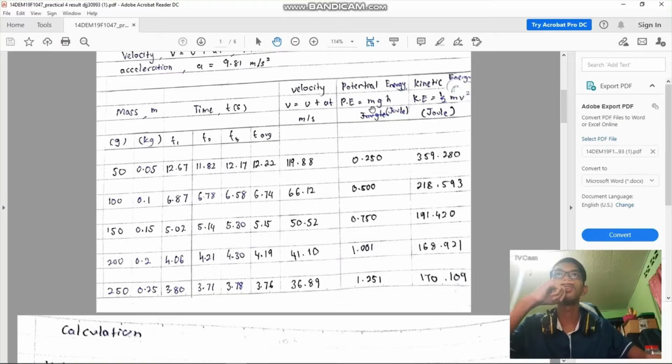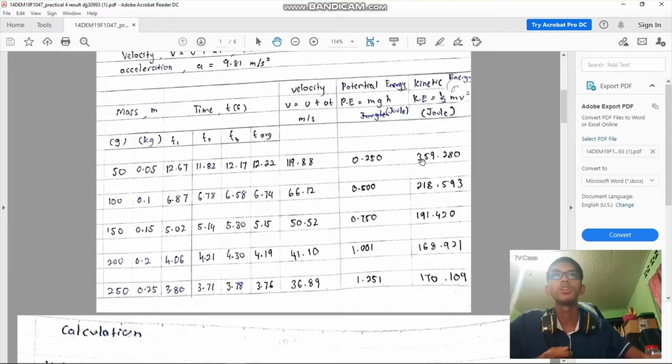Potential energy equals mgh. Then we got 0.250 for 50 gram, 0.500 for 100 gram, 0.750 for 150 gram, 0.001 for 200 gram, 1.251 for 250 gram. After that, we find kinetic energy. Kinetic energy equals 1/2 mv squared.